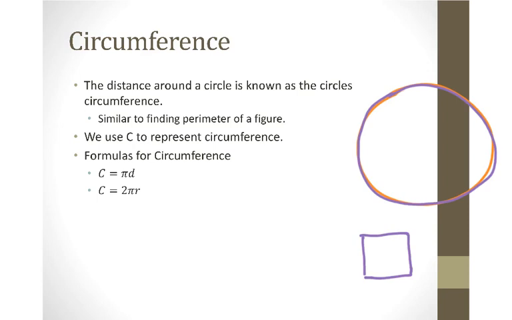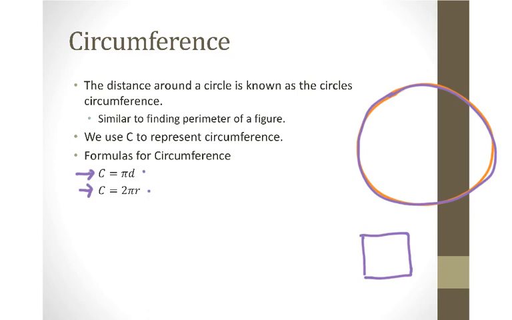We use the capital letter C to represent circumference, and there are two formulas that we can use for circumference. The first one is circumference is equal to pi times diameter, so you could take pi times the diameter, or you could take circumference is equal to 2 pi r. Now stop and think for a second. How are these two formulas related to one another?